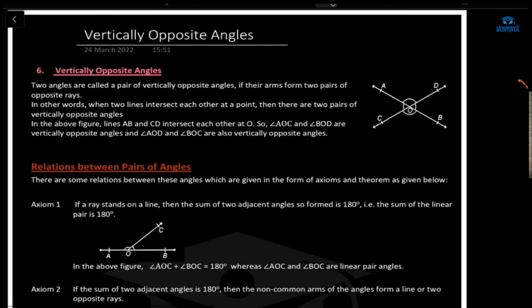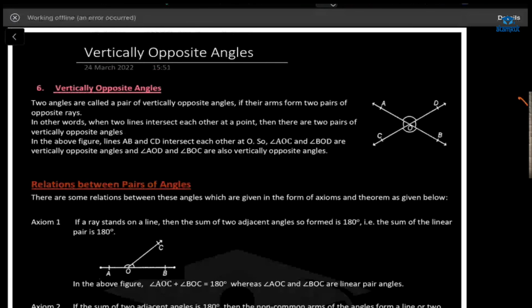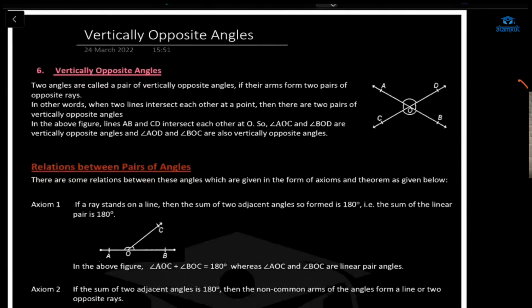Or you can say in other words, when two lines intersect each other, two lines are drawn. You can see one line is AB and another line is CD. If they're intersecting at a point, then the angles that are formed opposite to each other are the pair. Here you will get two pairs of vertically opposite angles. You see here, AOD will be equal to COB and AOC will be equal to BOD. So this is the definition of your vertically opposite angle.